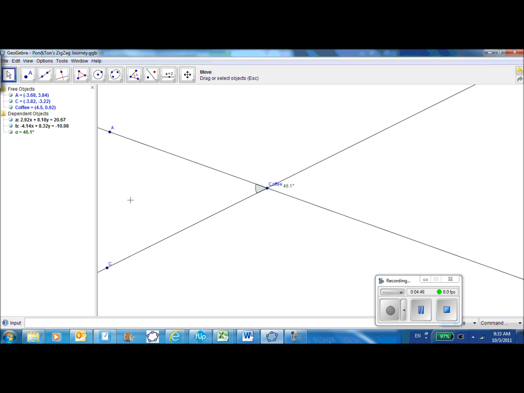But right now, let's put a point actually on the line, and we're going to call that the starting point. Okay, here's our starting point. Here's Ton sitting on the road, going back and forth, Pon and Ton. And we want to get a perpendicular line from the starting point to this. So go to perpendicular, hit the starting point and a line, and that creates a perpendicular line.